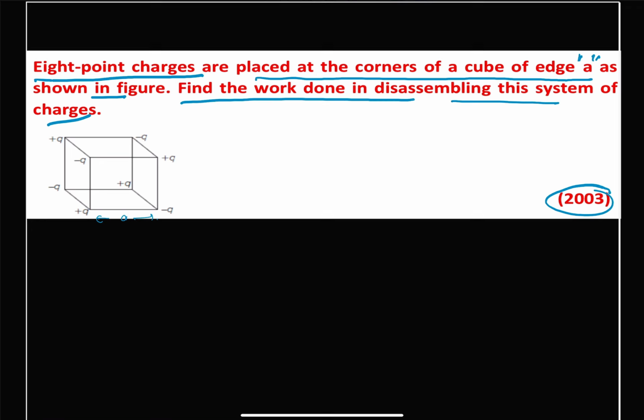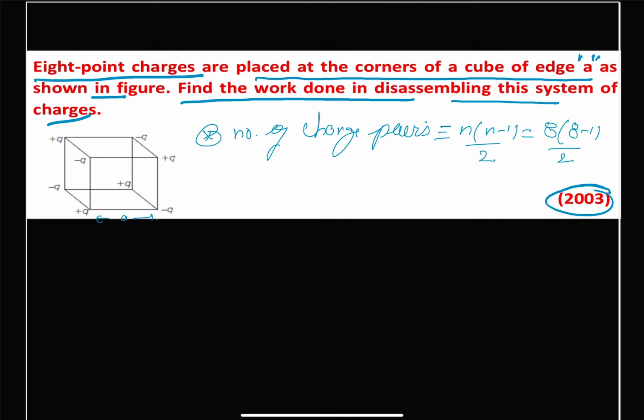First of all, in this case, we have to find out the number of charge pairs, and for the number of charge pairs, we can use the formula: number of charge pairs will be equal to n times (n minus 1) divided by 2, and total are 8 point charges, so the value of n is 8, so this comes as 8 times 7 divided by 2, and this is our 28. So total number of charge pairs are 28.